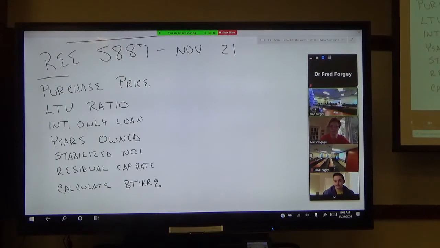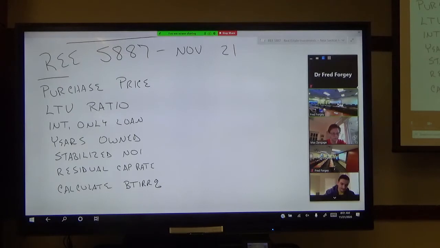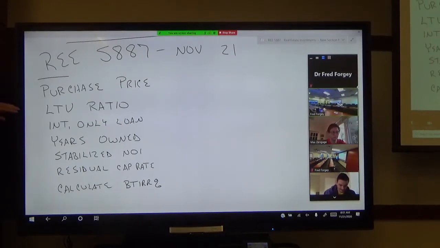So, I want to kind of test out your skill sets by introducing a couple of things into our analysis. Most of this you've sort of done, but we're going to twist it and turn it a little bit differently. So let's start out. Here are six variables, and then we're going to calculate the seventh, the before tax internal rate of return percentage.